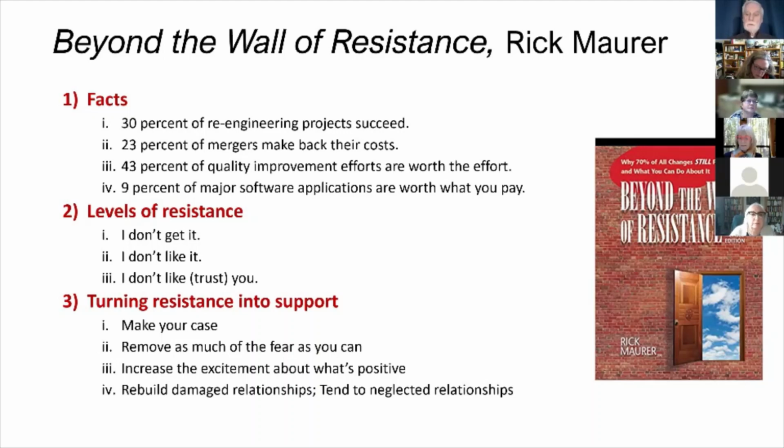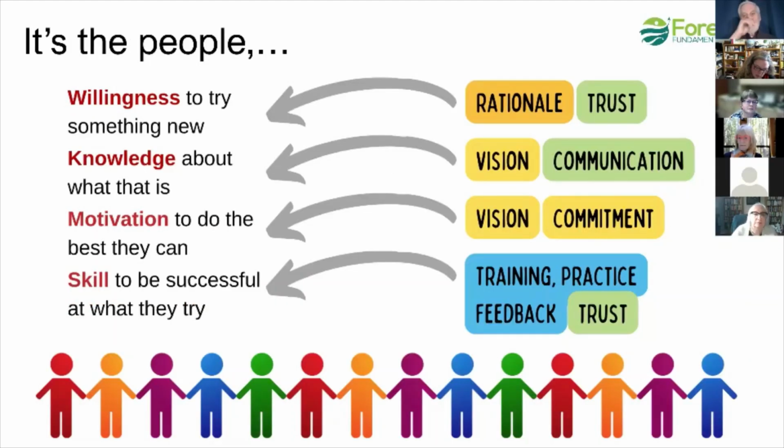And I think Maurer's book is a very, very good example of that. So finally, it's the people. Willingness to try something new. Can we just try? Can we try something new? Knowledge to know what that is.